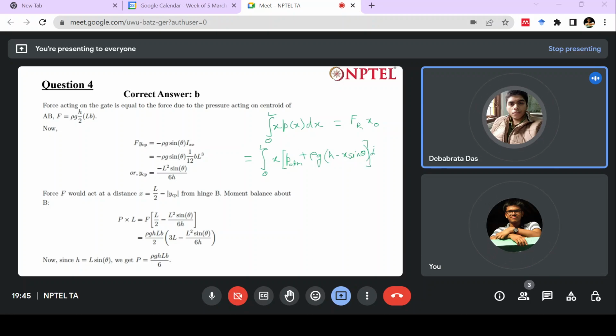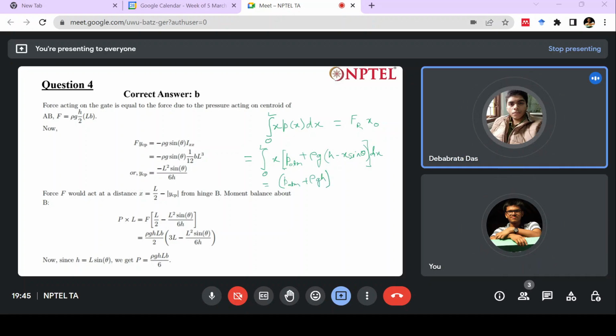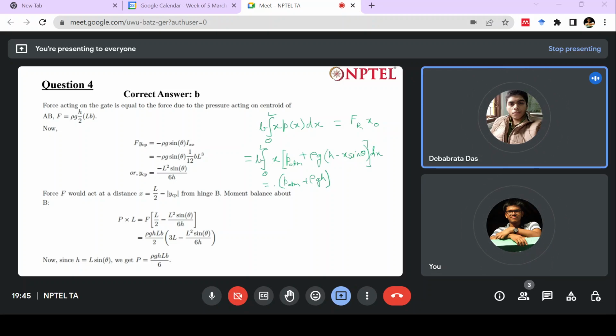So I'm just calculating this part of the problem. The x coefficient is there for P atmosphere plus rho gh. We will just take that to one side: P atmosphere plus rho gh. Okay, here also I have missed B. I will multiply B.